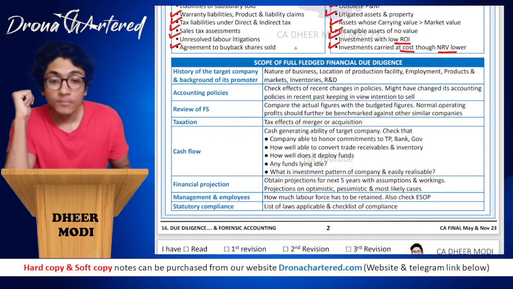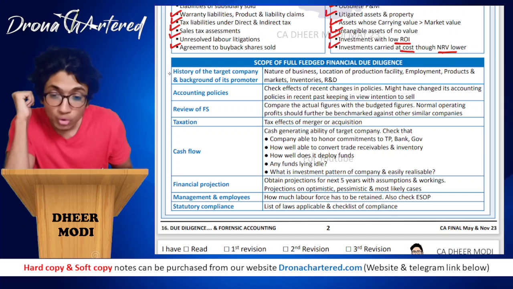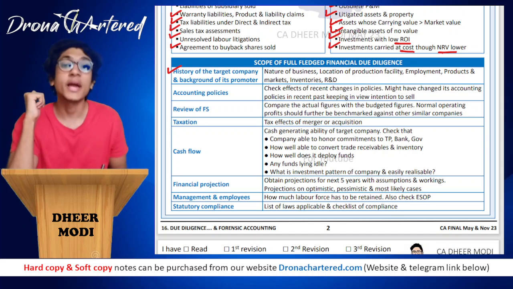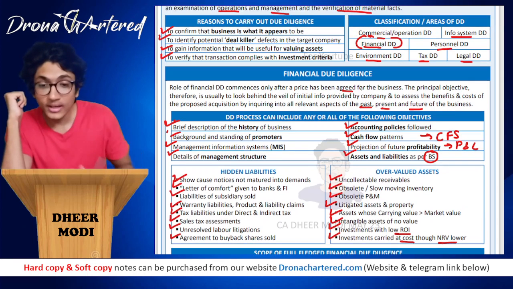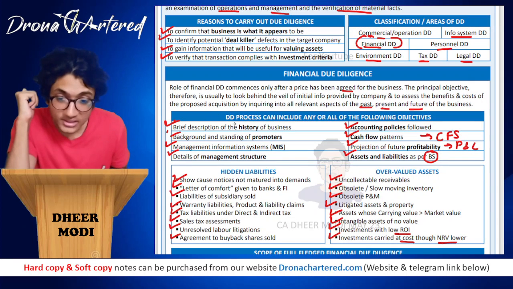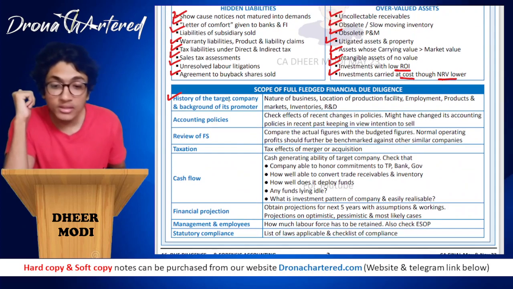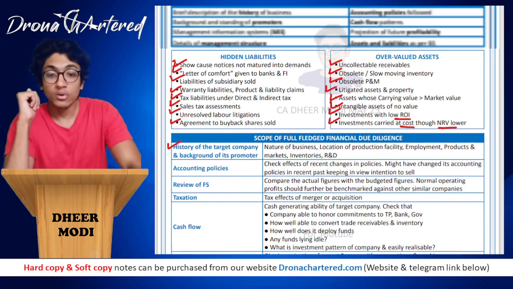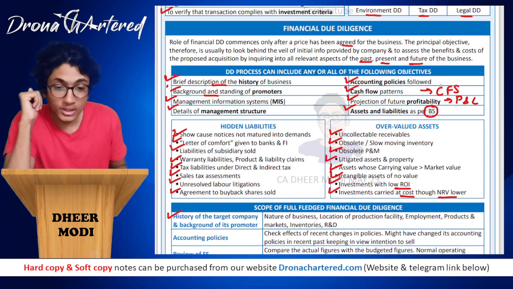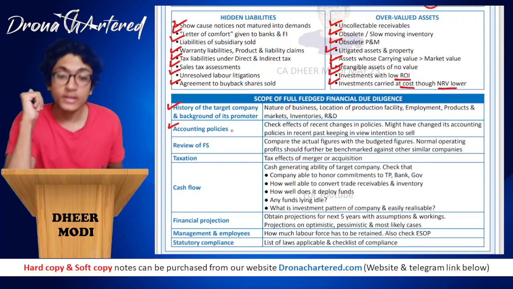Next is scope of full-fledged financial due diligence. Basically, what is the scope? So in scope, it is the history of the target company and background of its promoters. If you see, while doing the objectives, we did history and background of promoters. So over here, both of these points are put into one. Then if you remember, we also did accounting policies being followed. So this becomes your second point, that is your accounting policy.